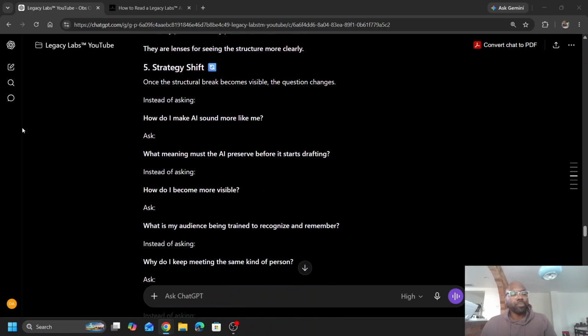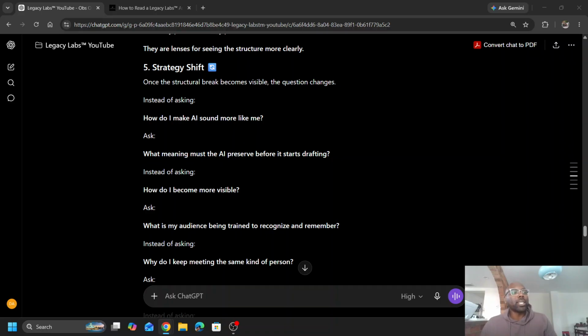So the strategy shift. Once the structural break becomes visible, the question changes. That is the point of the strategy shift. Instead of asking how do I make AI sound more like me, ask what meaning must the AI preserve before it starts drafting. Instead of asking how do I become more visible, ask what is my audience being trained to recognize or remember. Instead of asking why do I keep meeting the same kind of person, ask what role does my relational system keep rebuilding around new people. Instead of asking how can the organization decide faster, ask which unresolved decisions have already hardened into the way the organization operates. And that's the shift.